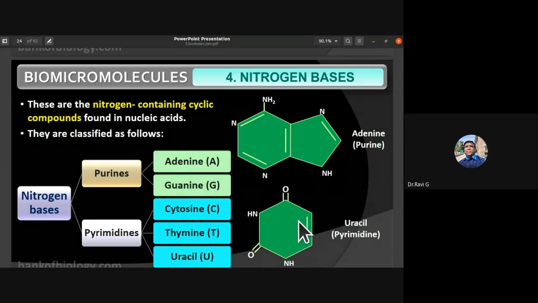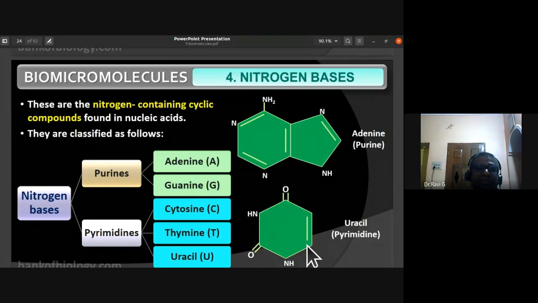Whereas in the case of pyrimidines, they have a single structure, that is a hexane structure with nitrogen. Nitrogen containing cyclic compounds. So here the cyclic compounds will be the hexane as well as pentane in the case of purines, whereas pyrimidines have only the hexane structure. That is the difference between these. So a single chain will be there in pyrimidines, whereas there would be two cyclic chains in the case of purines. So that is the major difference between them.